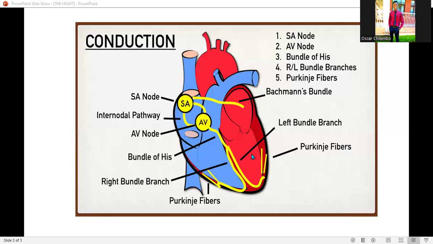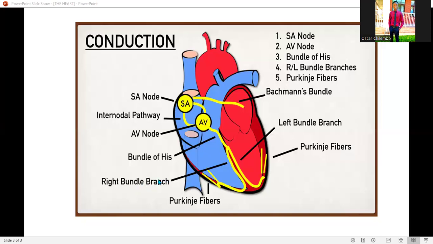Once they contract, they push blood into the aorta, then the aorta can distribute blood to the rest of the body. And the right ventricle can send blood to the lung for purification.